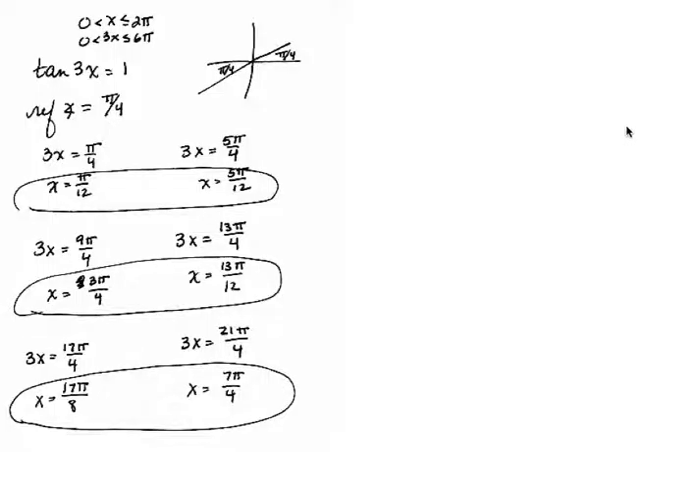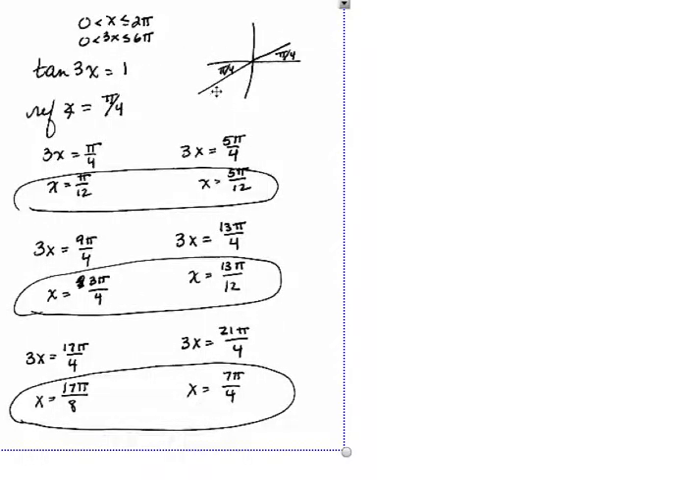Here's the answer. I knew that tangent was 1 at pi over 4. That's my reference angle. So I knew that 3x was either pi over 4 or 5 pi over 4, because tangent's positive, and it's positive in the first quadrant and also in the third quadrant. So this angle I got by taking pi plus pi over 4.